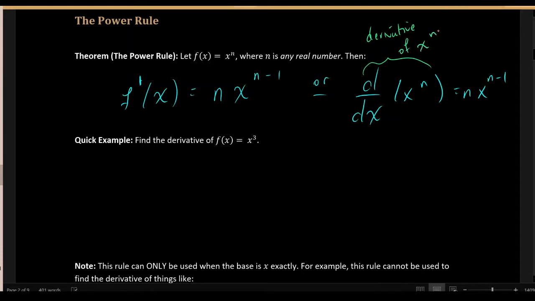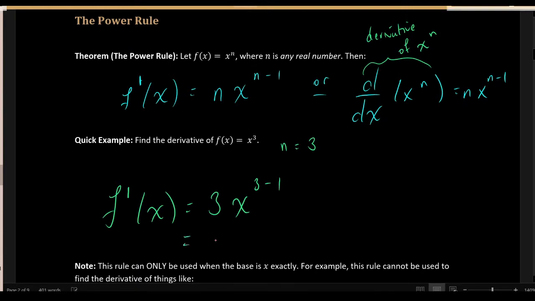Now let's see a quick example of this rule in action. And let's calculate the derivative of the function f of x equals x cubed. So in this case, the n, as compared to the power rule, the n is 3, the value of that exponent. And so if I want the derivative function, all I have to do is take that 3, take that n value, and multiply it by x to the power 3 minus 1.